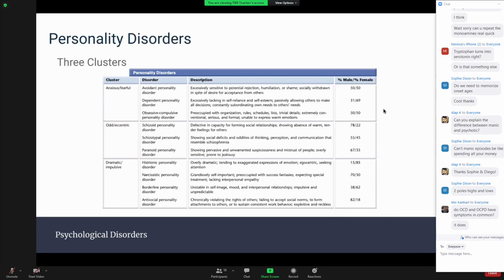Schizotypal is the one with the oddity of thinking and perception. These might resemble more of the positive symptoms of schizophrenia. And then there's the paranoid personality disorder. And this is the one in which they show pervasive and unwarranted suspicion of others.